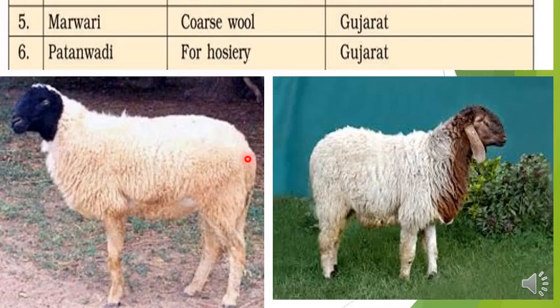These are the different types: Lohi, Rampur, Nali, Bakarwal, Marwari and Patanwadi. They are sheep breeds which are specially reared because of their wool in different parts of our country, like Rajasthan, Punjab, Uttar Pradesh, Himachal Pradesh, Jammu and Kashmir, and Gujarat. Everywhere the main occupation is to rear sheep for their fleece.